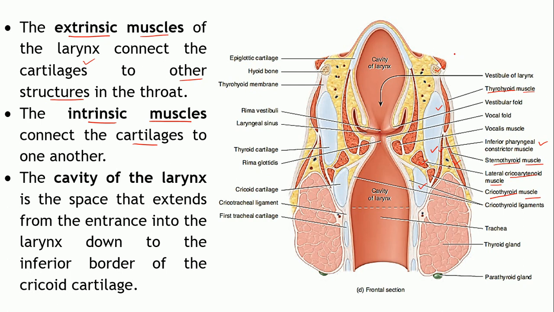Okay, then coming to the cavity of the larynx. Okay, so the cavity of the larynx, this is the space which extends from the entrance into the larynx down up to the inferior border of the cricoid cartilage. Okay, so the cavity which is present, or the lumen which is present within the larynx, that's one. So this is known as the cavity of the larynx.